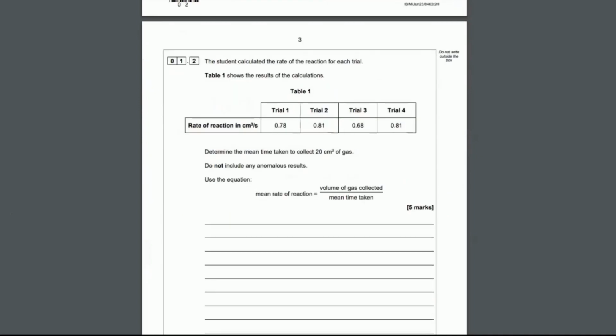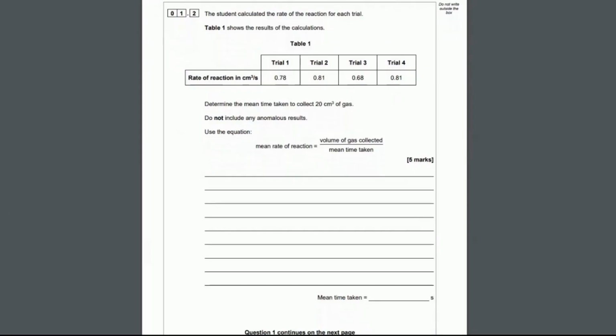1.2, the student calculated the rate of reaction for each trial. Table 1 shows the results of the calculation. So we've got the rate of reaction on the left, and then in the table we have trial 1, 2, 3, and 4, and we have 4 sets of results. Determine the mean time taken to collect 20 centimeter cubed of gas. Do not include any anomalous results. That "do not" is key. That's going to score you a mark there. Use the equation. It's going to score you a mark if you use this equation as well. Mean rate of reaction is equal to volume of gas over mean time taken. This is a whopping 5 marker. So lots of easy marks to score here if we follow these parts of the question carefully.